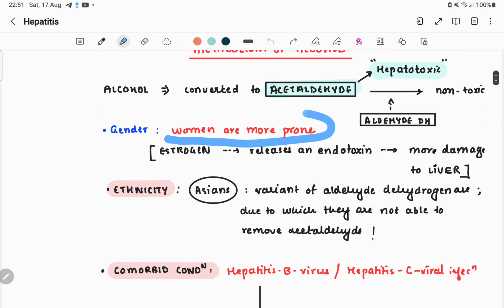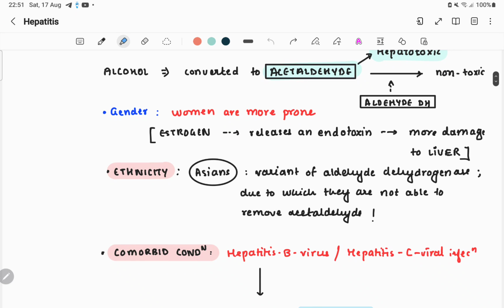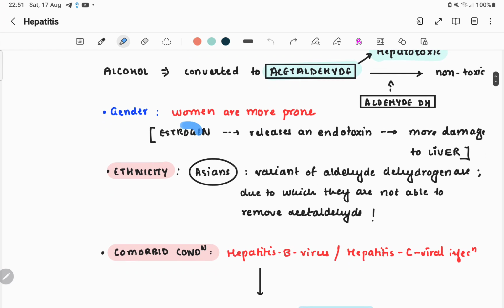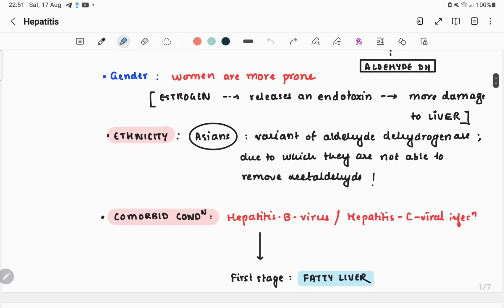Gender. Women are more prone to the detrimental effects of alcohol, like estrogen. Estrogen releases an endotoxin which will cause more damage to the liver. That's why women are more prone to damage due to alcohol.